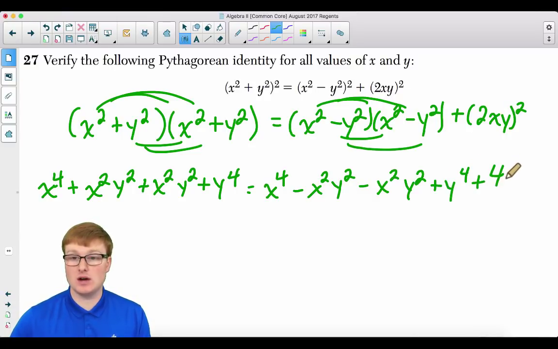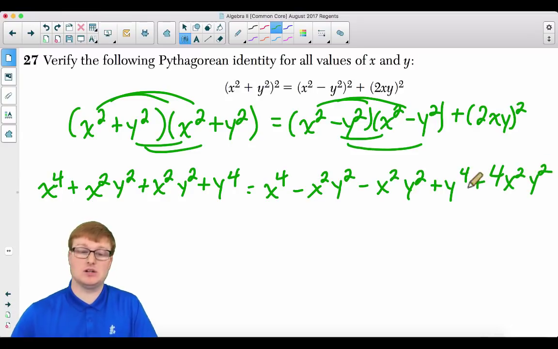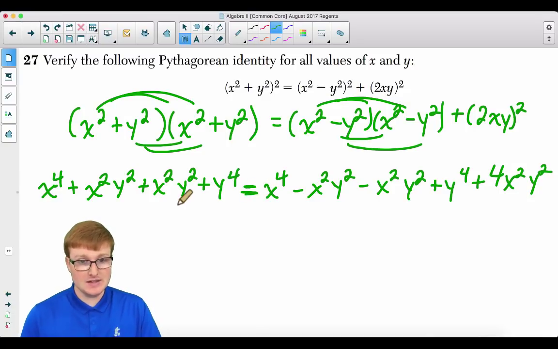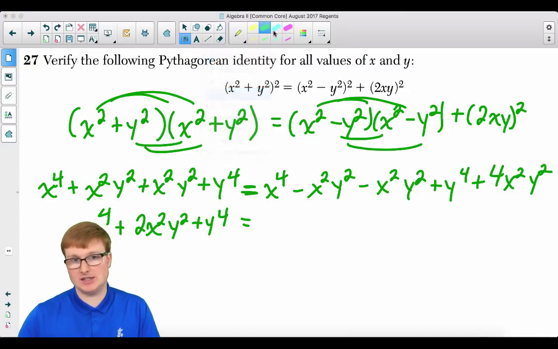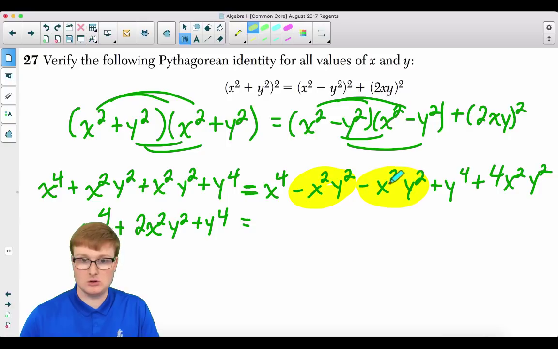now 2 squared is 4, x to the second power is just x squared, and y to the second power is just y squared as well. So now, okay, we could simplify this a little bit more. We could say this is x to the fourth plus 2x squared y squared plus y to the fourth. This is equal to, let's go and combine like terms over here. This could combine to this, which could also combine to this over here. So this is just x to the fourth.